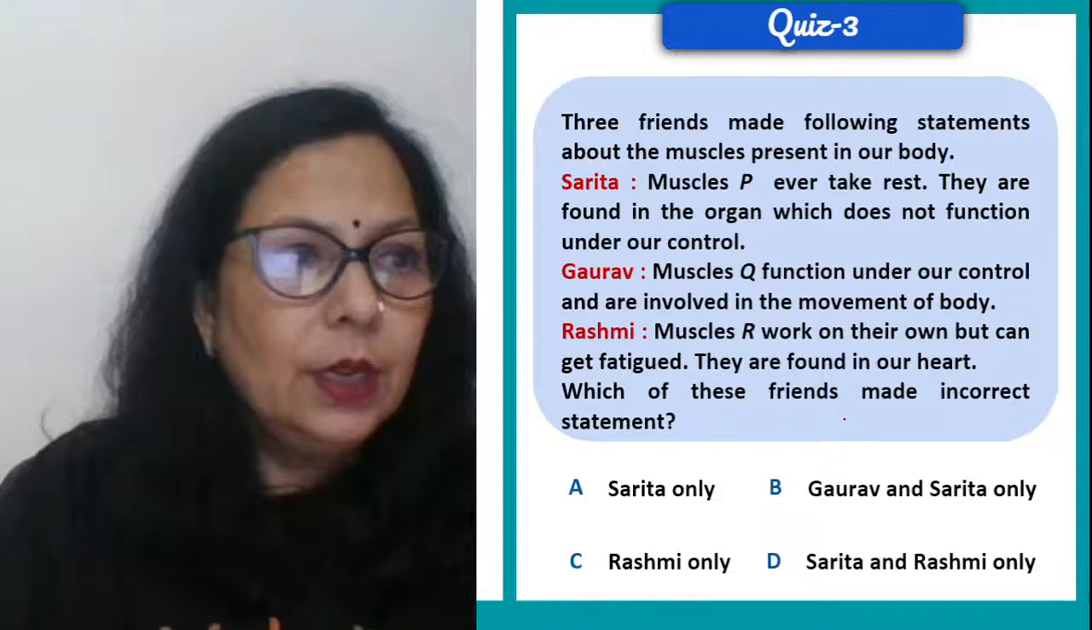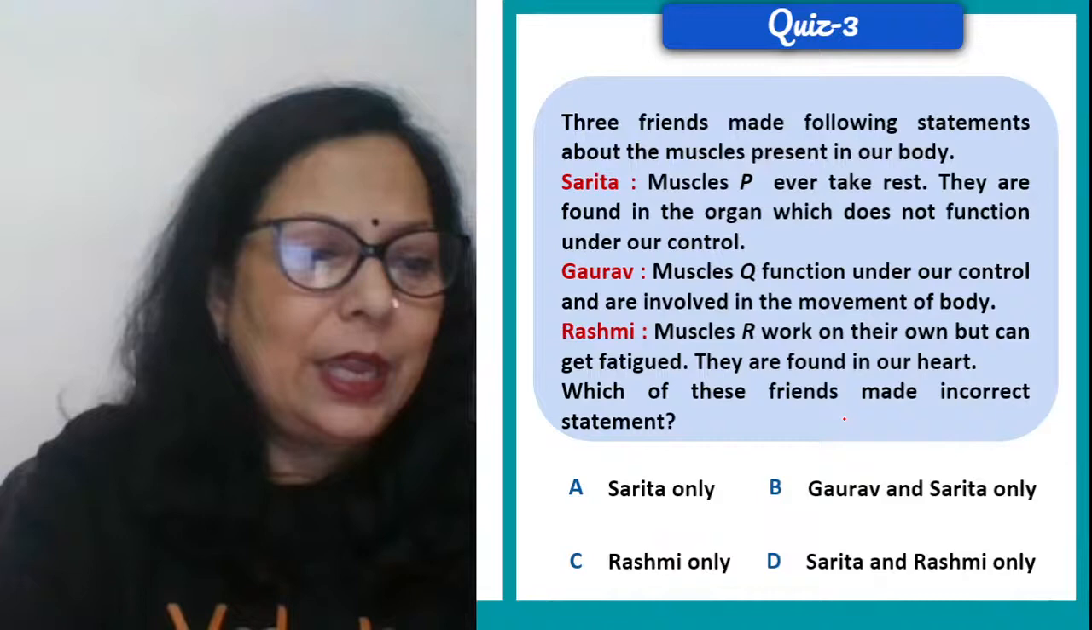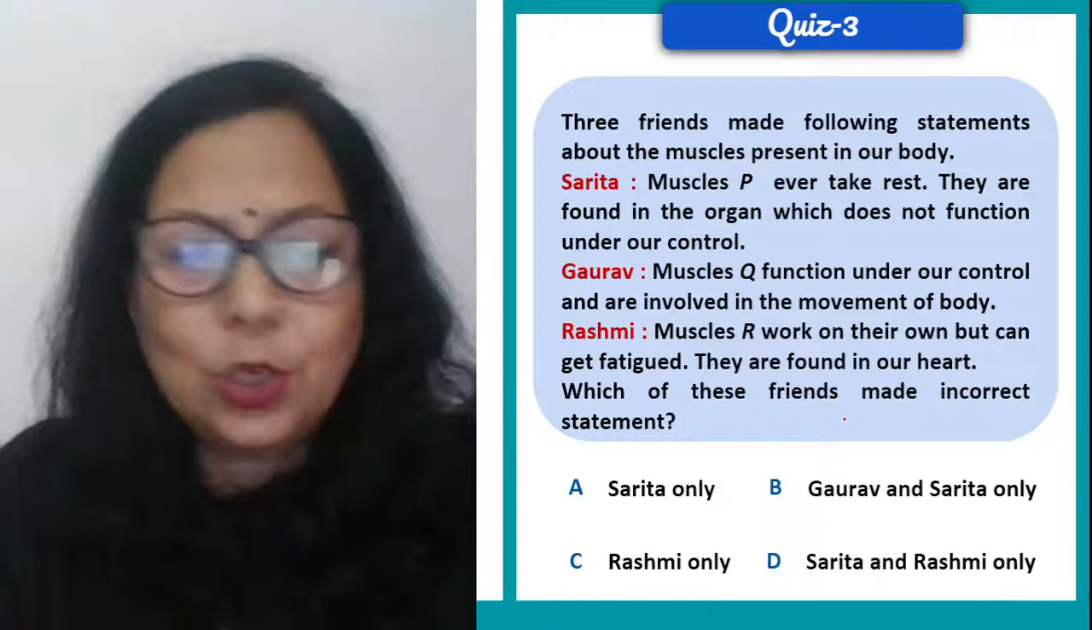Now, three friends made the following statements about the muscles present in the body. Sarita: muscles P never take rest, right? And they are found in organs which do not function under our control. Muscles Q function under our control.